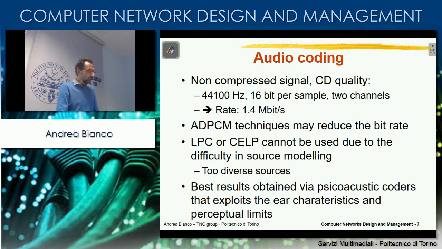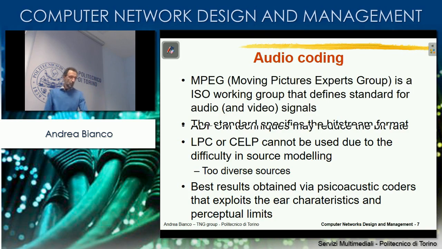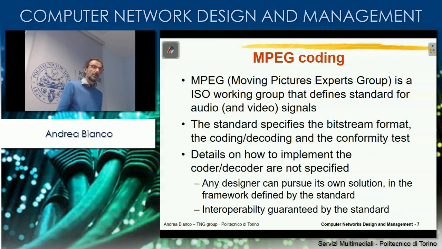So typically, what we do is to use the so-called psychoacoustic coders that exploit the characteristics of our hearing system in a perceptual way according to the phenomena that I described previously. So we are exploiting the masking one, etc. MPEG, which is an international standard coding group, which has also defined the video coding techniques that we will discuss a little bit later, has also defined standards for audio signals.